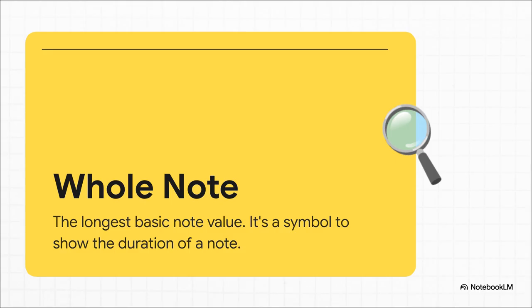Let's start at the very top of that pyramid. You see that simple oval? That's a whole note. It's kind of the big boss, representing the longest standard duration. In most of the music you hear, you'd hold it for 4 full beats. Just a long, sustained sound.